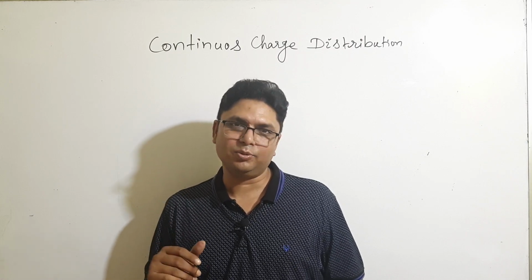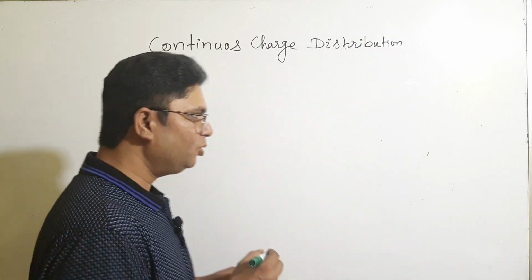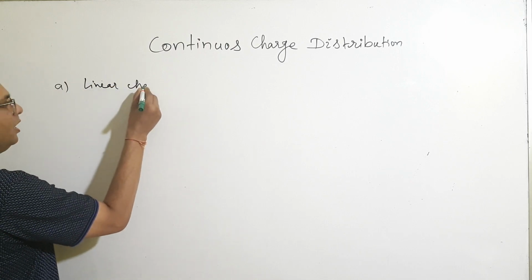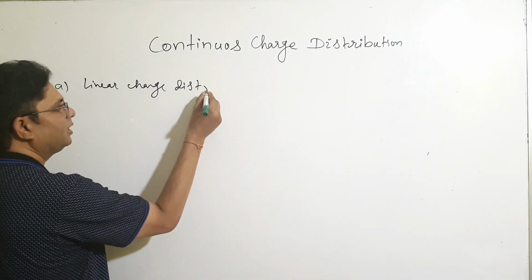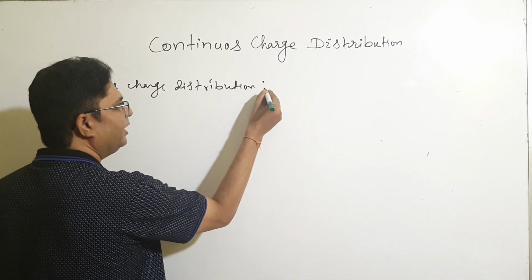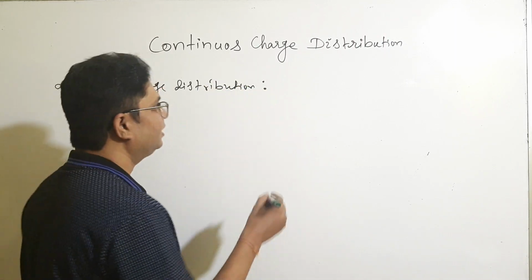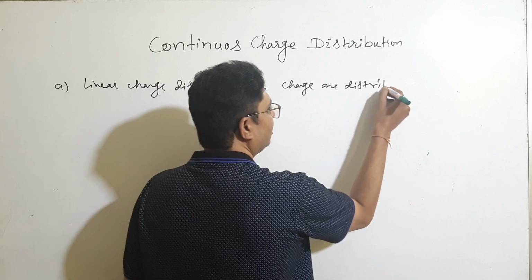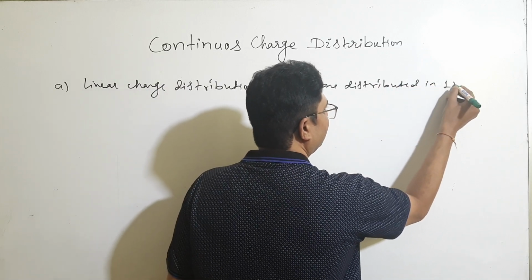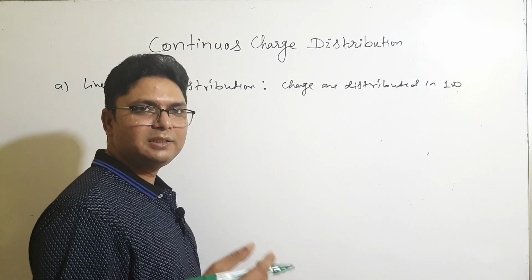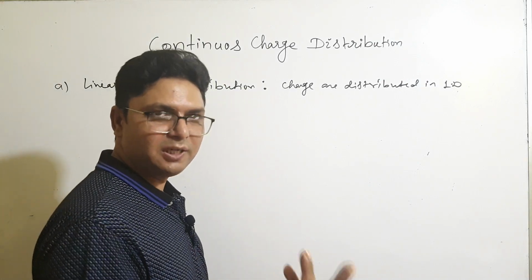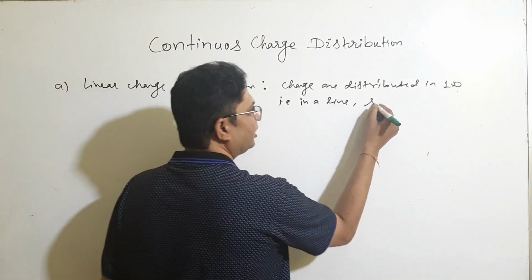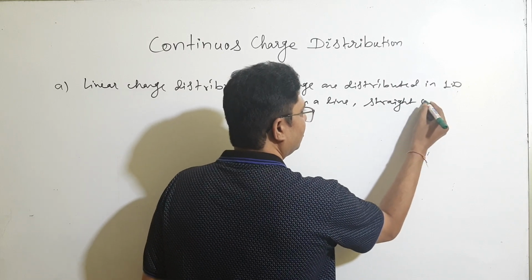It is of three types. One is said to be linear charge distribution. Here charges are distributed in one dimension, that is in a line, maybe a curve or a straight line.